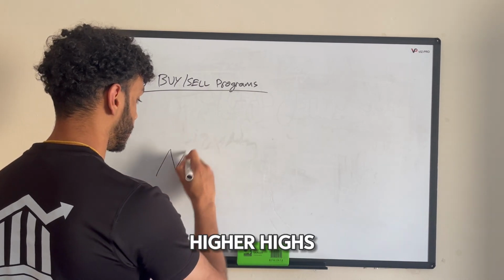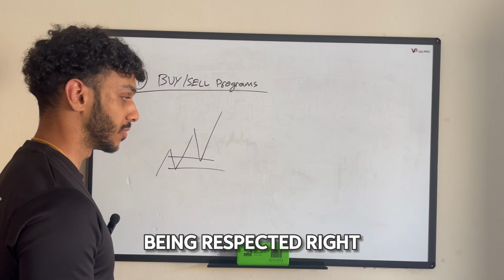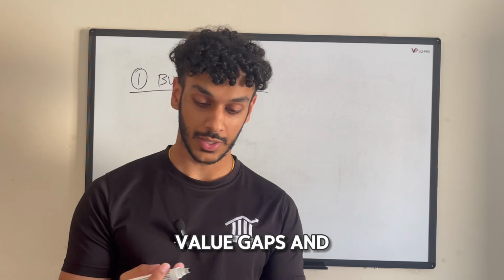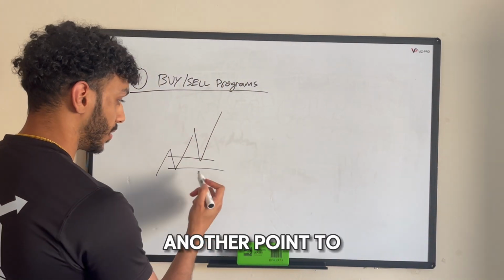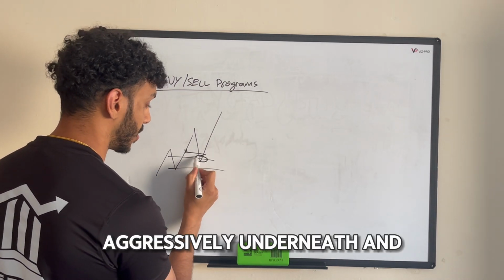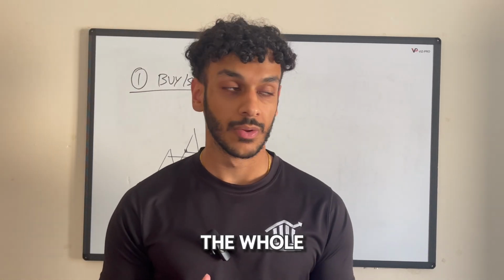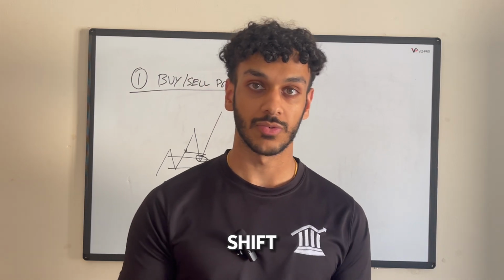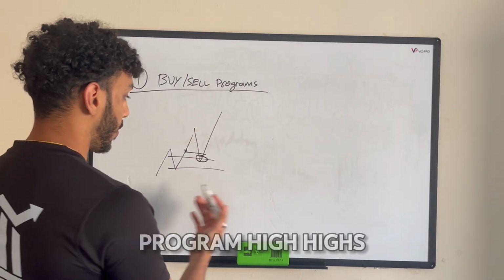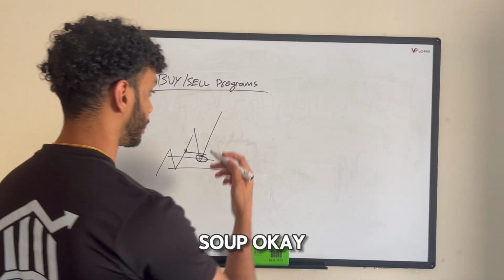Price is making higher highs and higher lows, but also on top of that, bullish arrays are being respected. So when I said we're going to gauge order flow, we're gauging it through one, fair value gaps, and two, liquidity. Another point to this is anytime we run out an old swing low, price should act aggressively underneath and go higher. And that should answer all your questions around when is it a turtle soup and when is it a market structure shift? But again, I'll cover that in another video in a bit more depth. So again, buy program: higher highs, higher lows, respecting bullish arrays, underneath old lows, turtle soup.